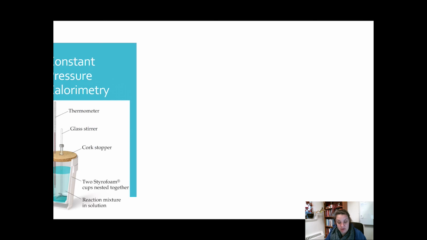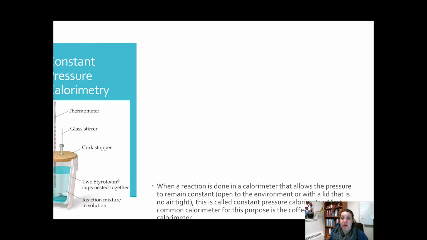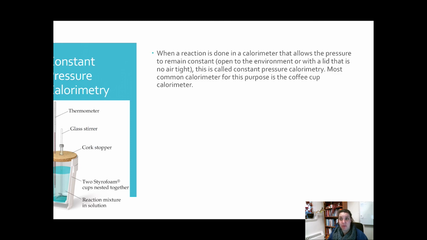One of the things you guys did in 1211 is looking at constant pressure calorimetry. So when we have a reaction done in a calorimeter that keeps a constant pressure, in order for it to keep a constant pressure, we have to allow the removal or addition of air. So we can't bottle up a system, we can't have an airtight system, so it has to be open to the environment or have a flexible or non-airtight lid that allows air in and out. We call this constant pressure calorimetry, and we most commonly use a coffee cup calorimeter.